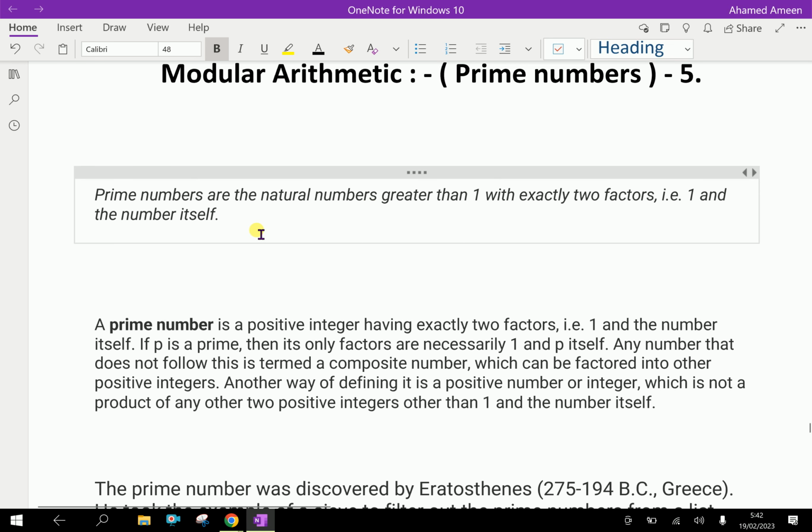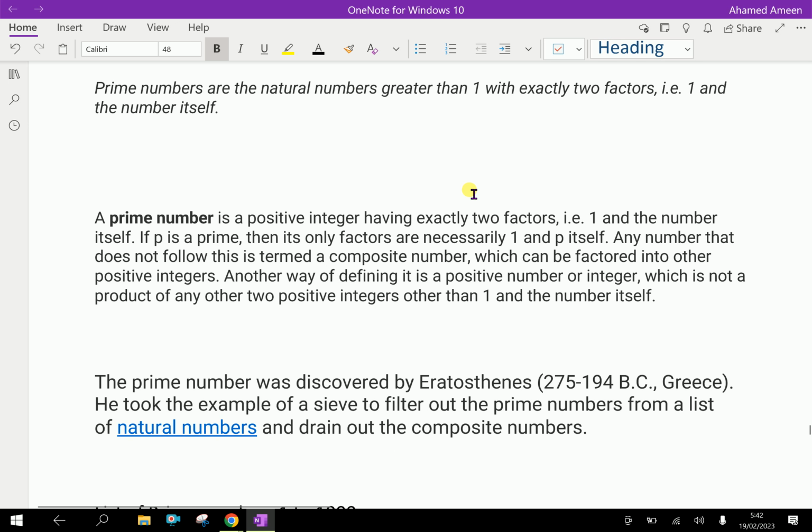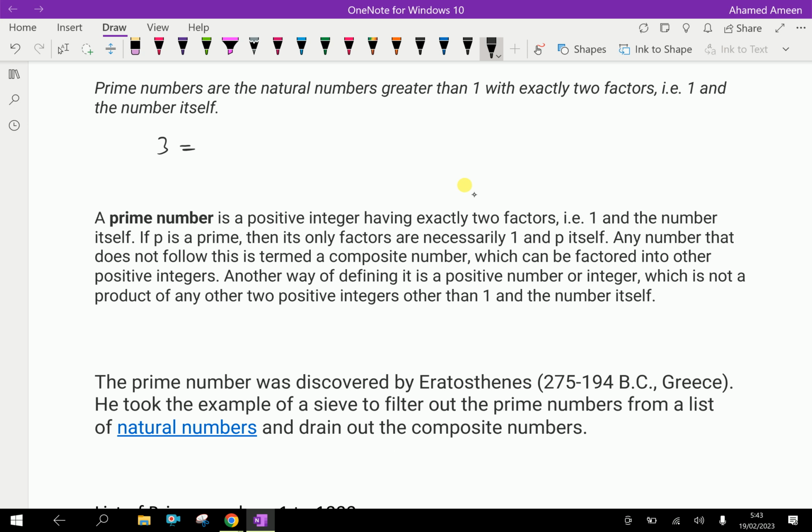Prime numbers are the natural numbers greater than 1 with exactly two factors, 1 and the number itself. Any number having the factors 1 and the number itself is called a prime number. For example, take 3. 3 can be expressed as 3 into 1 only, no other possibility, so 3 is a prime number. 5 is also 5 and 1.